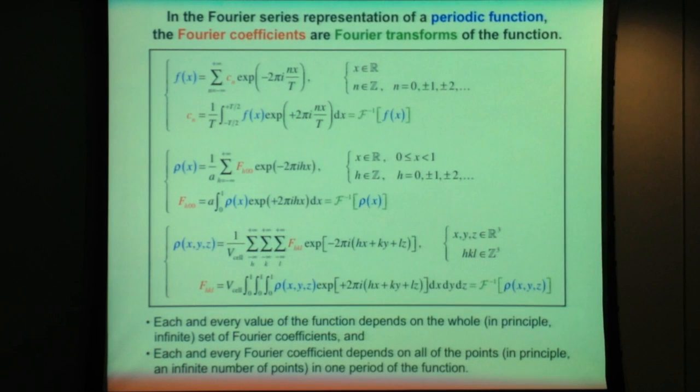Right? And so we take this imaginary exponential function, e to the minus 2 pi i n x over T, and we consider its complex conjugate, e to the plus 2 pi i n x over T. Multiply that by the function itself, do the integration over one period, and we get the coefficient for the nth term, whatever n here is.